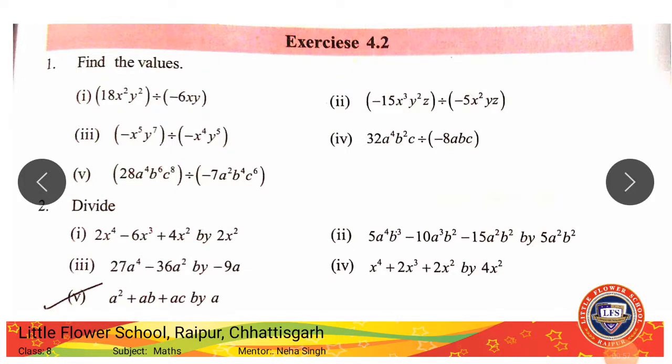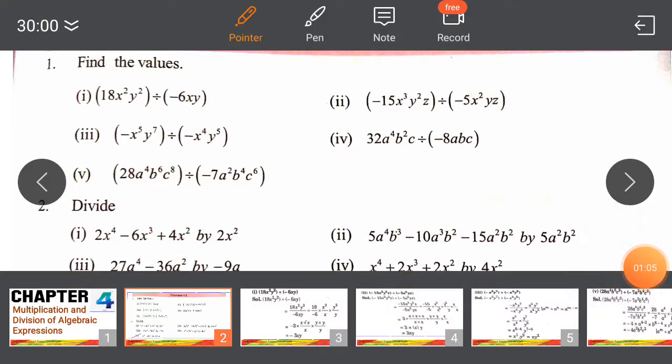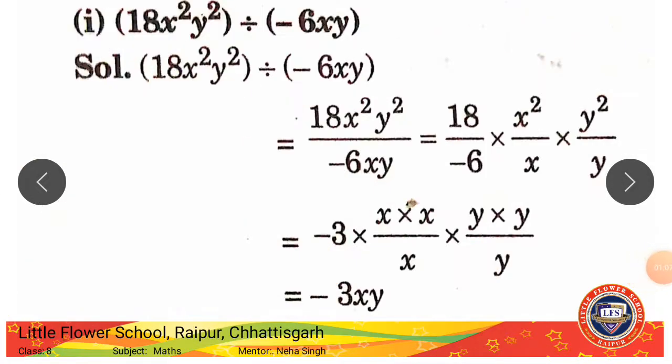First one, 18x square y square divided by minus 6xy. Okay. So let us see how we'll solve. 18x square y square divided by minus 6xy. What are we going to write? First, instead of this divide sign, we are going to write it as a fraction. Then we are going to separate the same terms. Means we'll separate the constants, the x terms and the y terms. Like this, 18 upon minus 6 into x square upon x into y square upon y.